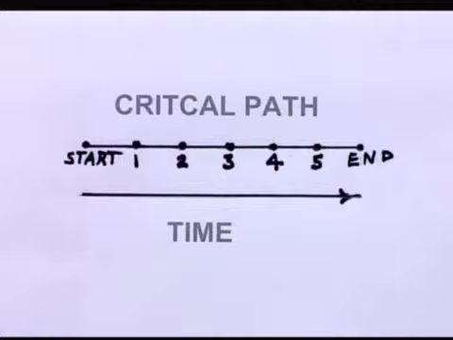Now, on this very simple top layer critical path, I've just shown the start, activity 1, which might be a month into the plan. Activity 2 might end 3 months into the plan. Activity 3 might end 6 months into the plan. Number 4 might be 8 months into the plan. Number 5 might be 10 months into the plan, and the end might be 12 months.